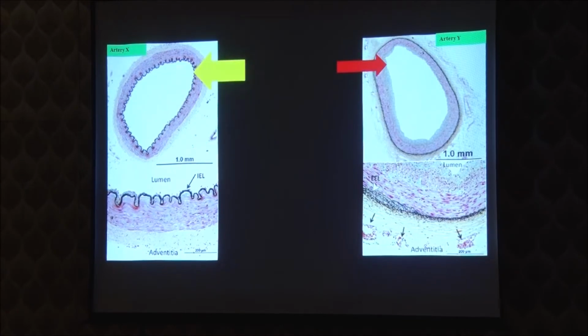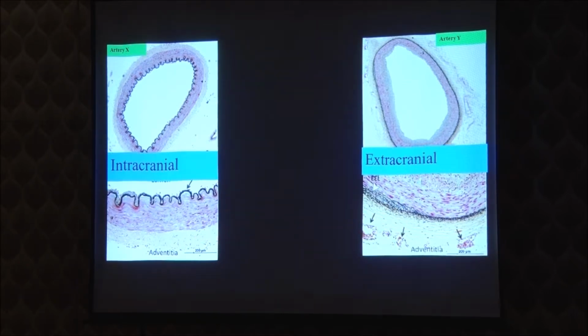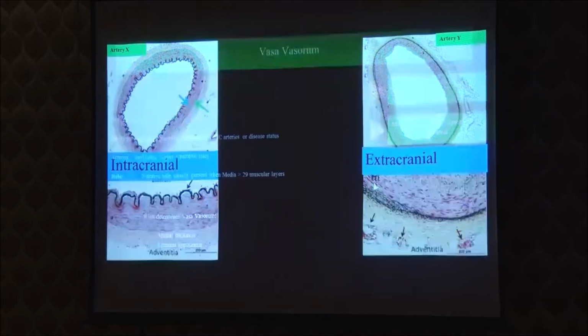In artery X, there is no well-developed internal elastic lamina, whereas in artery Y, you see a well-developed internal elastic lamina. In artery X, there is no external elastic lamina, whereas artery Y has multiple layers of external elastic lamina. In artery X there is no vasa vasorum in the adventitia, whereas artery Y has vasa vasorum. So artery X is an intracranial artery, which is devoid of external elastic lamina and devoid of the vasa vasorum. So why are we talking about the vasa vasorum?